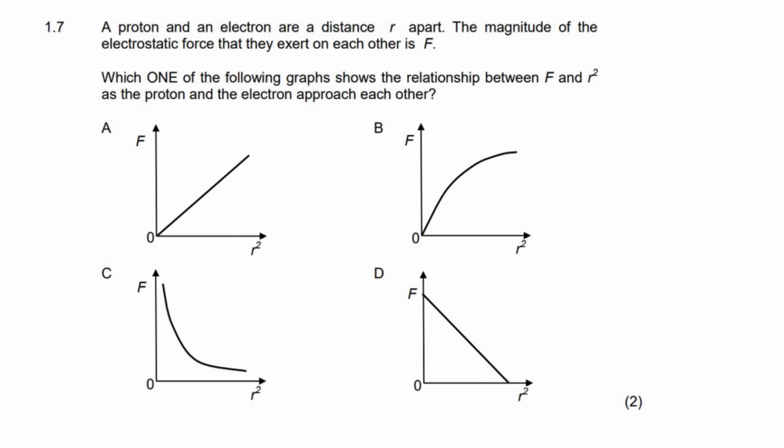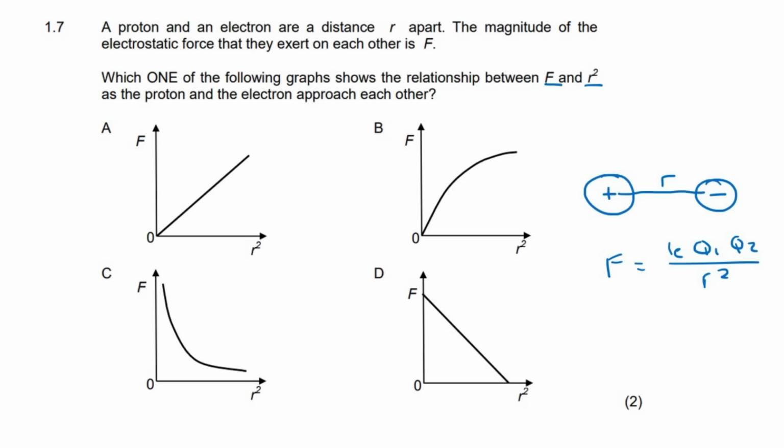A proton and an electron are a distance r apart. Okay, so let's quickly draw that. So we know that a proton is positive and an electron is negative. And they are a distance r apart. Okay. The magnitude of the electrostatic force that they exert on each other, okay, is F. Okay, we know force is equal to K Q1 Q2 over R squared. Which one of the following graphs shows the relationship between F and R squared as the proton and electron approach each other?